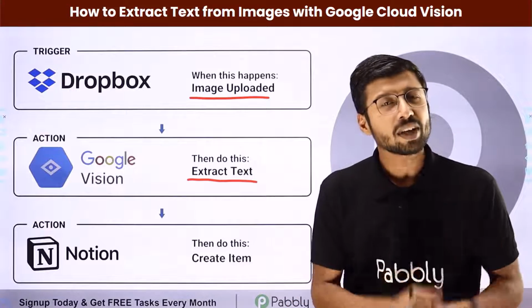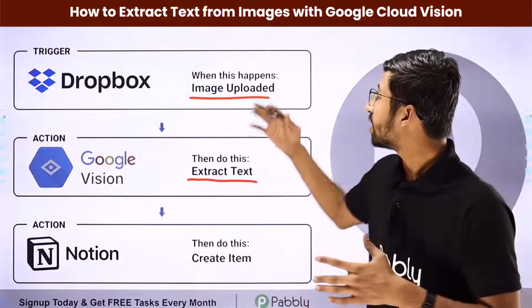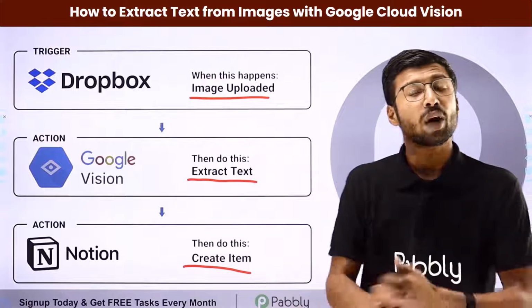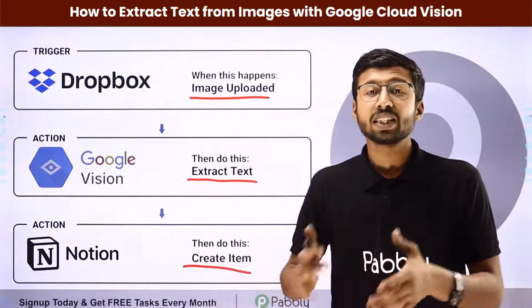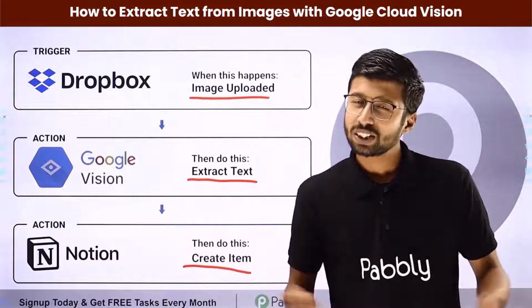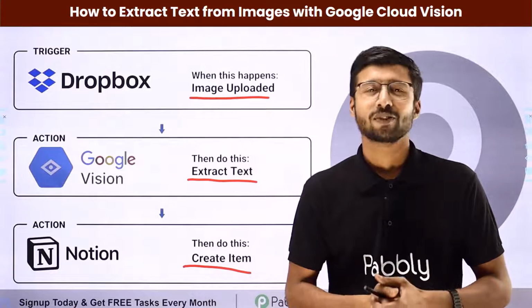that image. And after extracting the text, we are going to add all the details of the image and the text from that image into a Notion database as a new item. Instead of Notion, you can send the same data to some other application as well. Now guys, how can you set up this automation? To know this, you have to come with me to my screen.